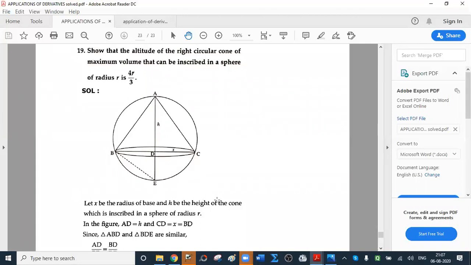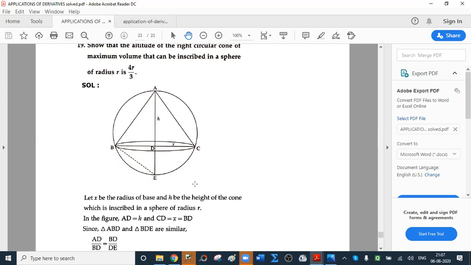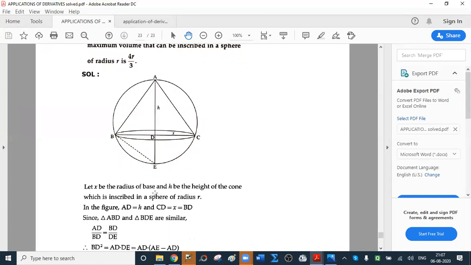Now observe this. What is AD? AD is nothing but h, the height of the cone which is inscribed. And CD is nothing but the base radius of the cone, which is the same as BD. Now this is important. The next two or three steps are important. In the figure, triangle ABD and triangle BDE are similar.